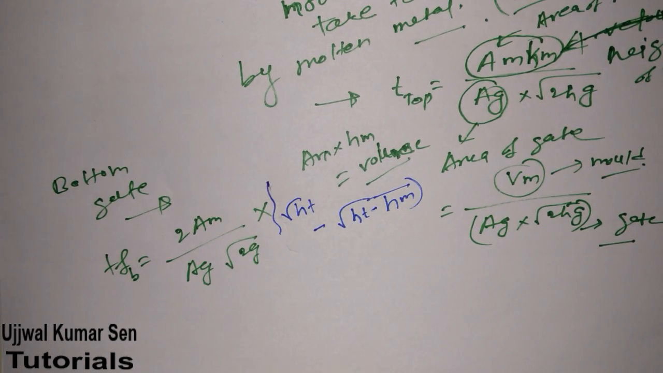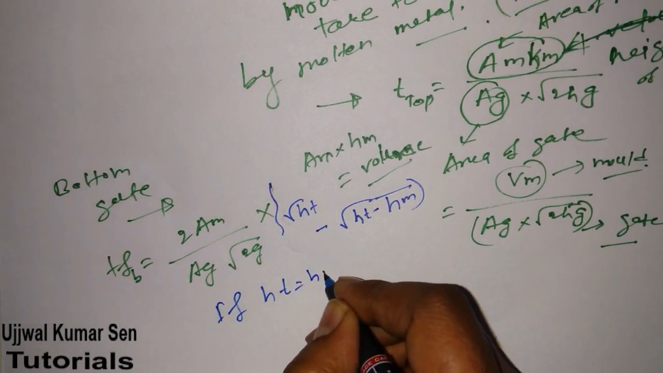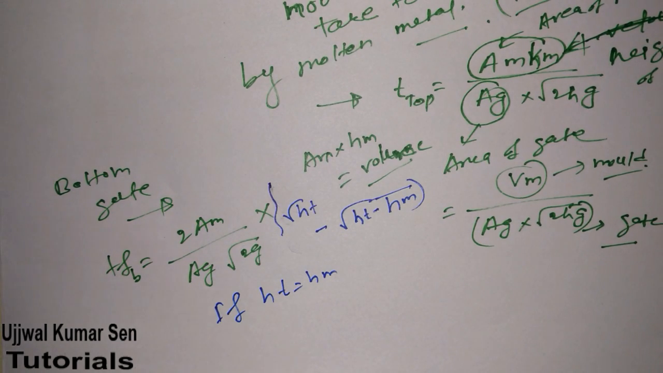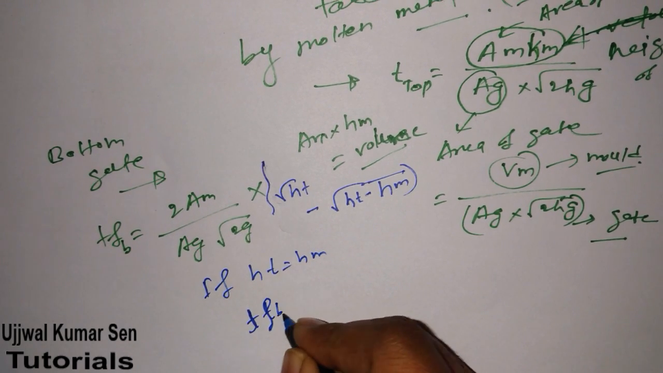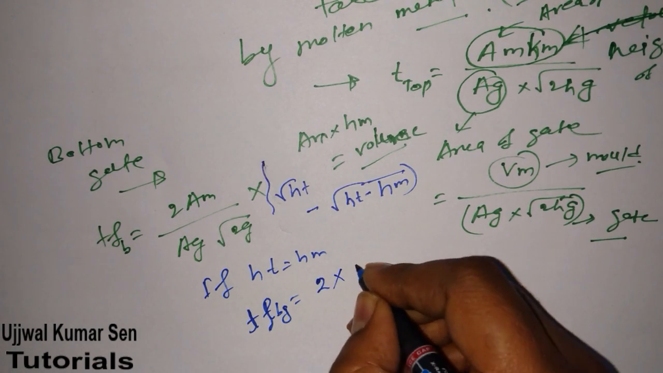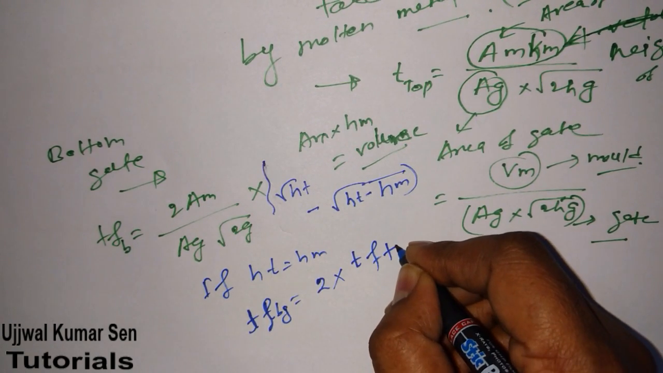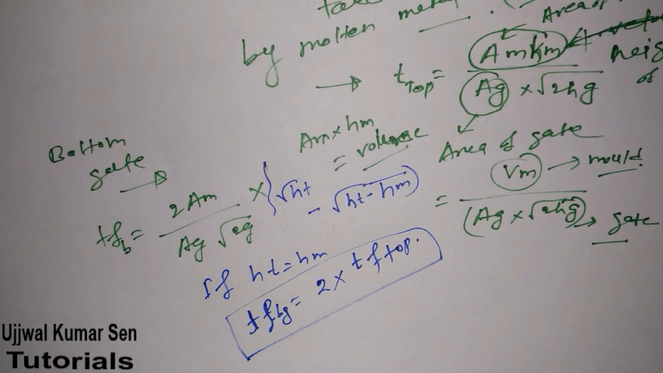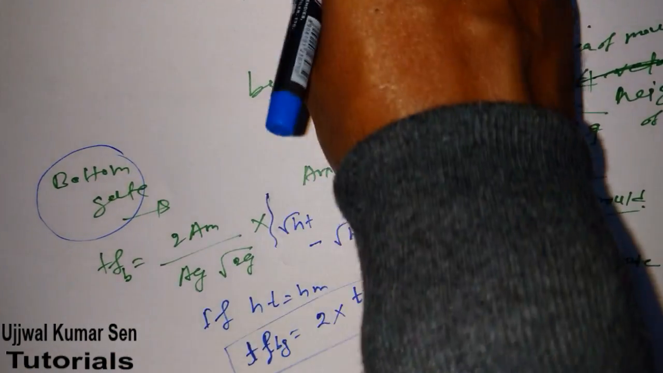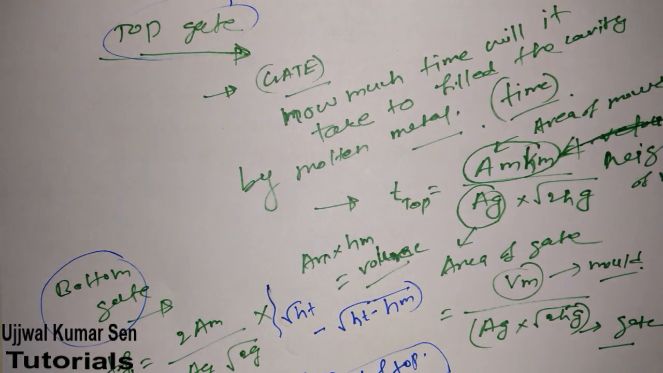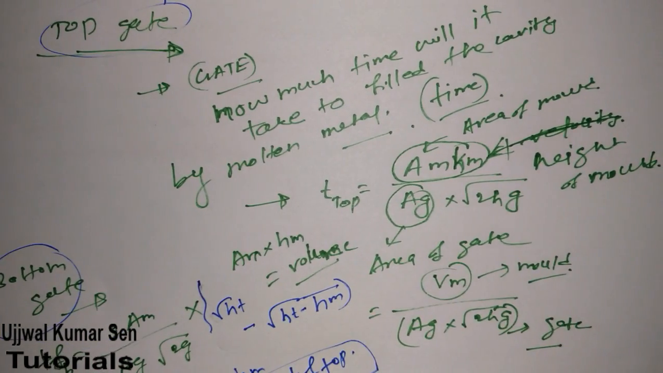Now there is a case: if HT is equal to HM, meaning total height is equal to height of the mold, then the time required to fill the bottom gate system is equal to 2 into the time required to fill the top gating system. That is the time required to fill the molten metal into the cavity. So the time required for bottom gate is twice if HT equals HM. That's why bottom gate system requires more time as compared to top gate system. This is the thing we need to remember; they can ask it in an MCQ.